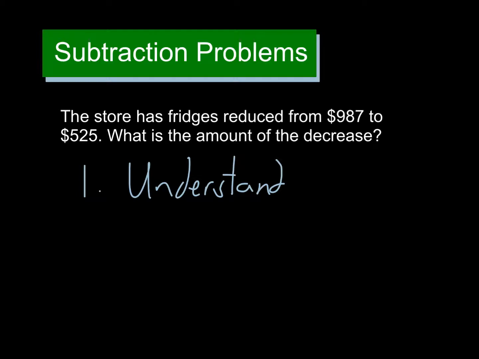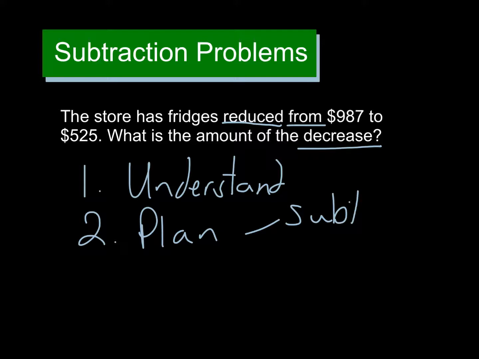Right, so second, we're going to plan. And part of that is looking at keywords. Well, we have the keyword reduced and from and decrease, all of which suggests that the operation should be subtracting. Okay, so what should we subtract? Well, we should subtract the sale price from the regular price to find the amount of the decrease.